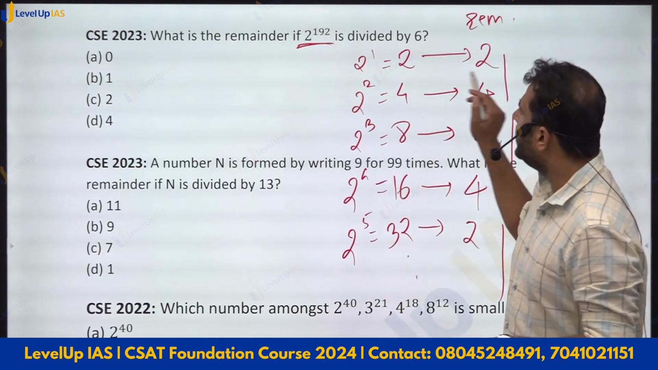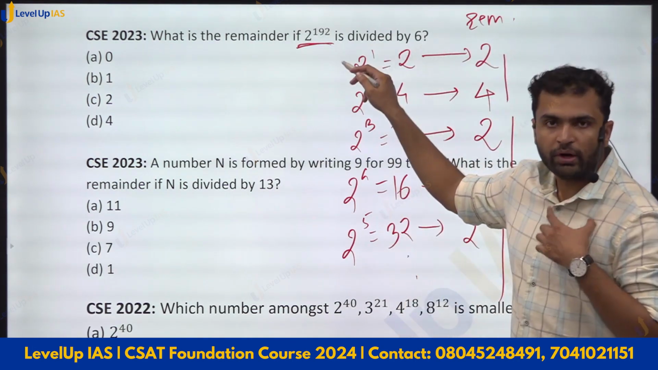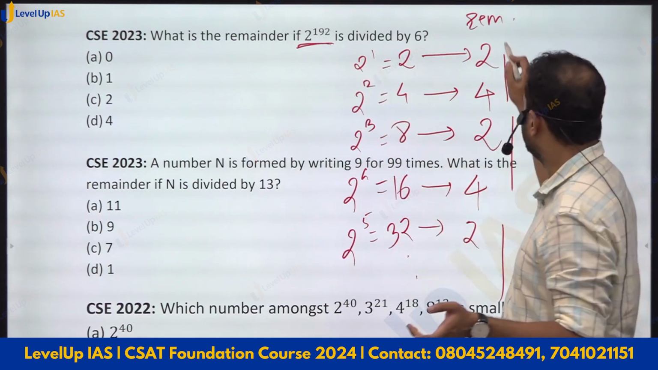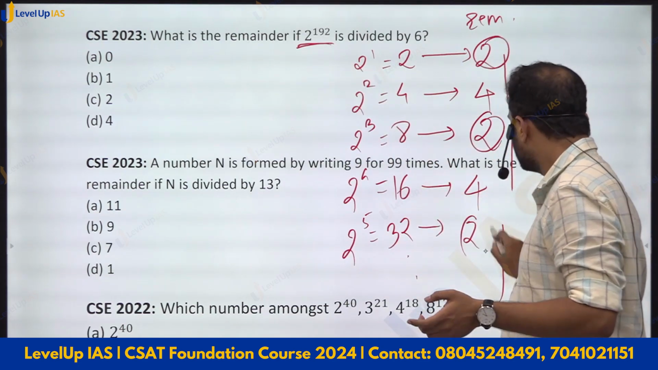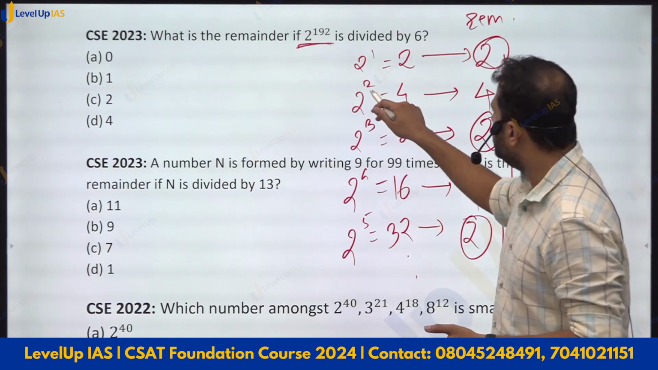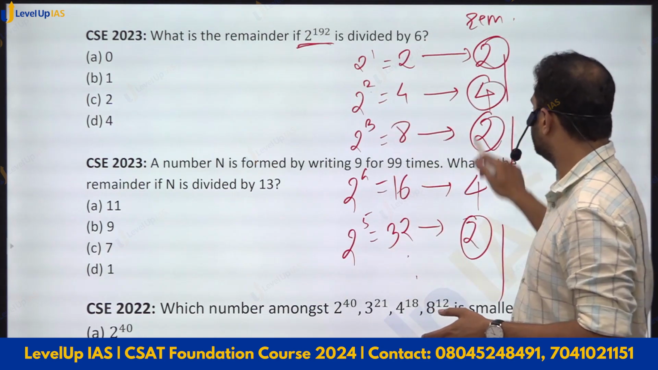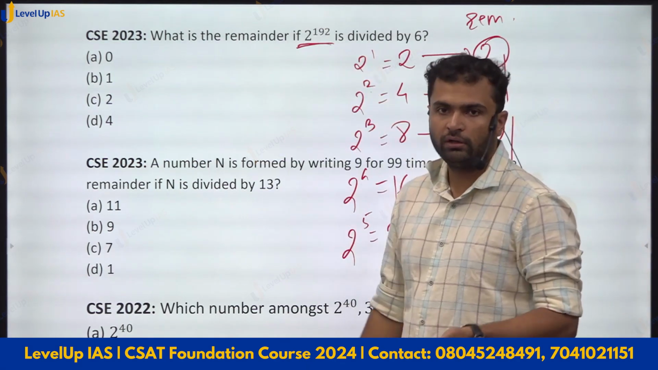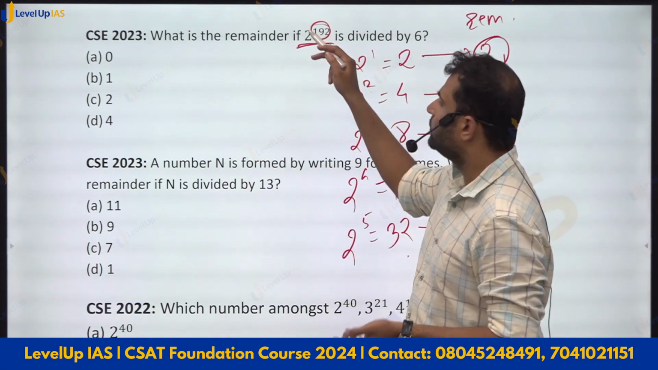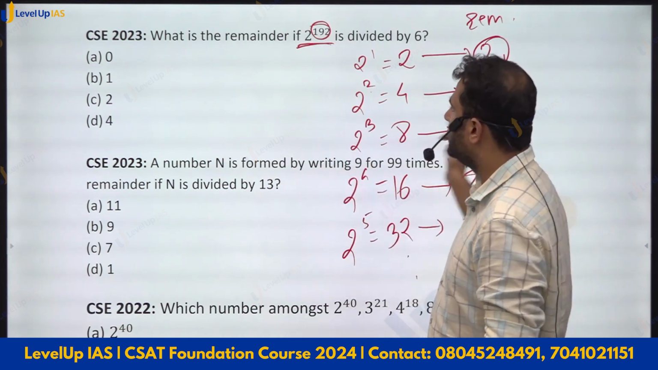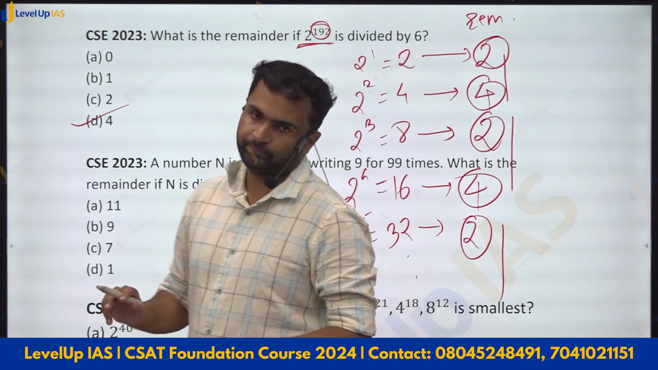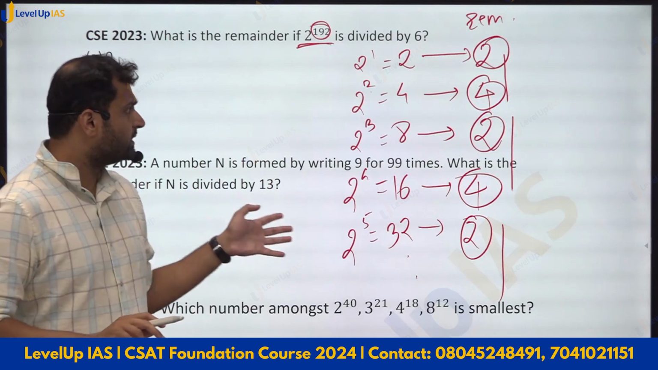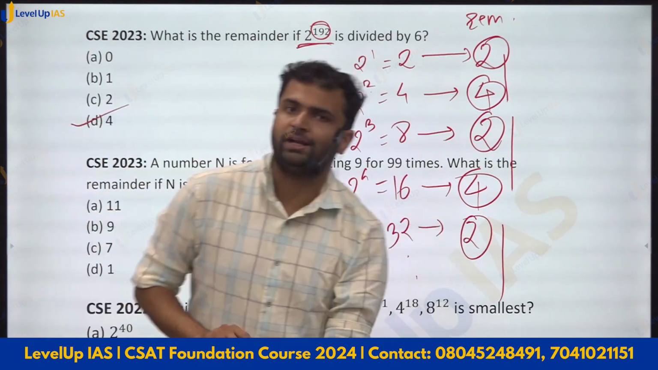Basically, when we divide 2 raised to an odd power by 6, the remainder is 2. And when we divide 2 raised to an even power by 6, the remainder is 4. All we need to see is whether the power is odd or even. For 2 raised to 192, 192 is clearly an even number. So the remainder is 4. This question was as simple as this. We just have to understand what the pattern is.